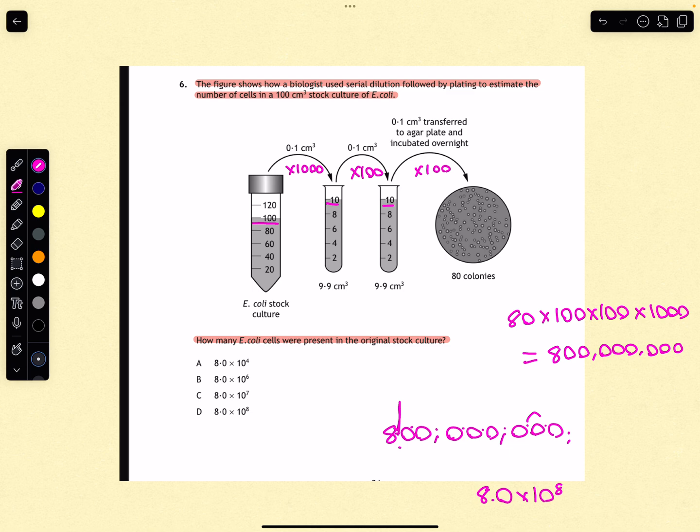So the question is, how many E. coli cells were present in the original stock culture? The answer is going to be D, 8.0 times 10 to the 8, or as a whole number, 800 million E. coli cells present in the original stock culture. Okay, so that's a typical Advanced Higher serial dilution style question.